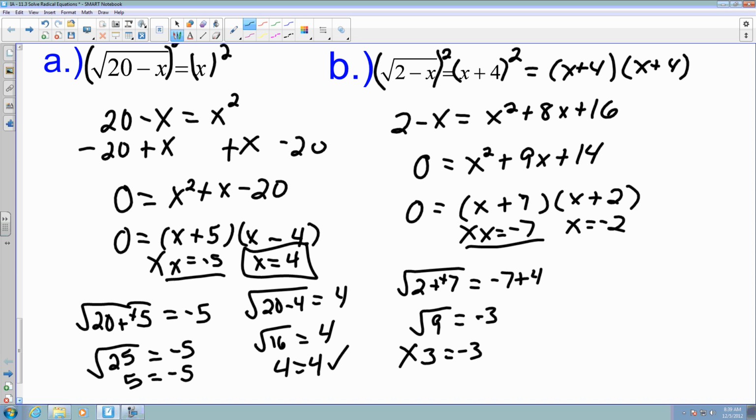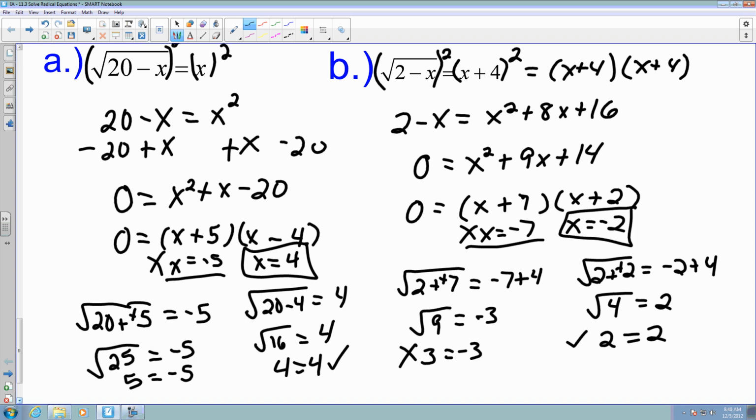Let's see if negative 2 works. So square root of 2 minus a negative 2 equals negative 2 plus 4. So we got plus plus, which gives me the square root of 4 equals 2. And square root of 4 is 2, and so that checks out. So my solution here will be x equals negative 2.